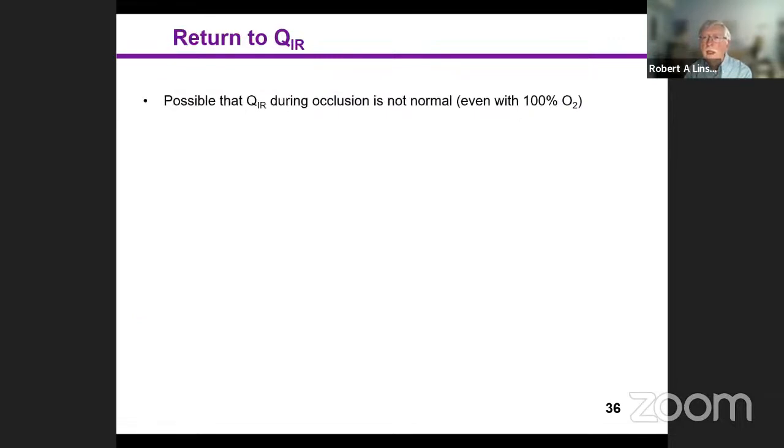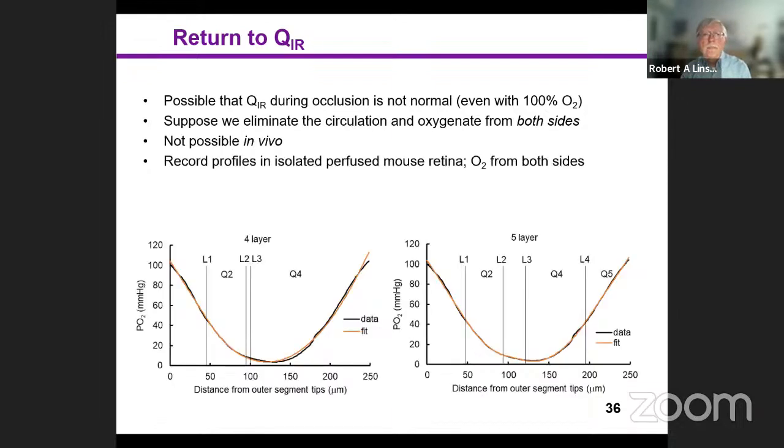I want to return to the intraretinal oxygen consumption one more time, because it's possible that the intraretinal oxygen consumption that we measured in the cat during occlusion is not normal, even at 100% oxygen. Remember that we could not sustain the B wave at normal levels during occlusion, even with 100% oxygen. So suppose we eliminate the circulation and we oxygenate the retina from both sides, that is, from the vitreal side and the choroidal side. That's not possible in vivo, but if we isolate the retina, which we've done in the mouse, then we can provide oxygen from both surfaces of the retina and possibly sustain normal metabolism throughout the tissue.